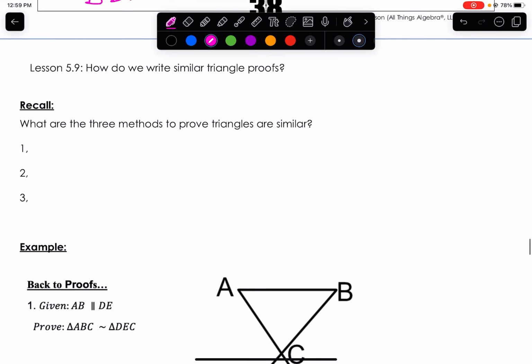In this lesson, we're going to look at similar triangle proofs. So the three methods that we have for proving triangles similar are angle, angle; side, side, side; and side, angle, side. Remembering that side, side, side and side, angle, side are not saying that the sides are congruent, but that they have a constant ratio.